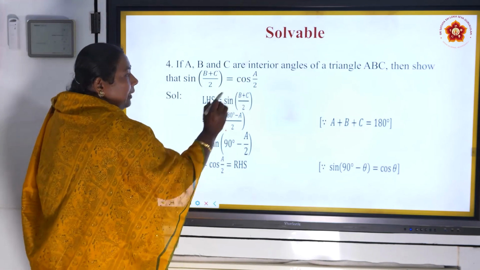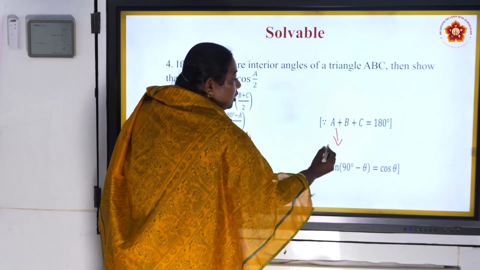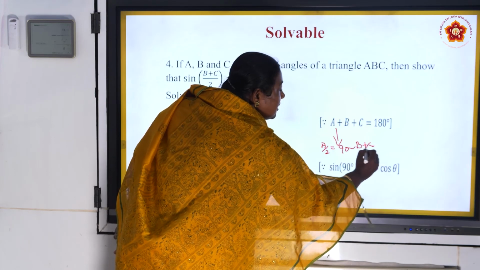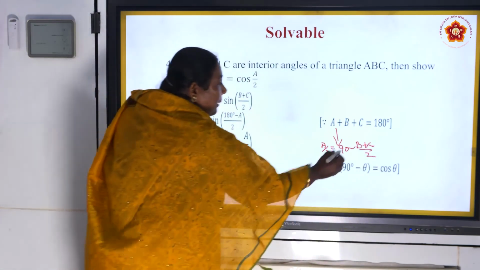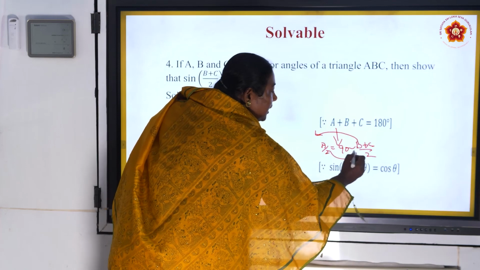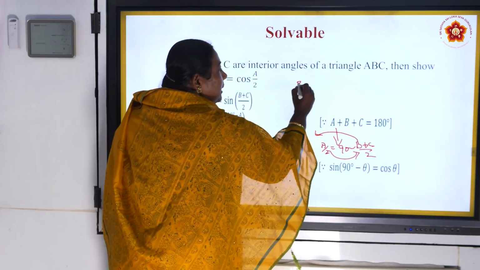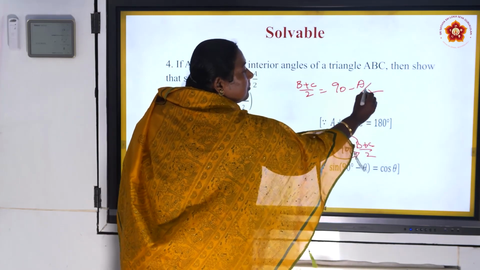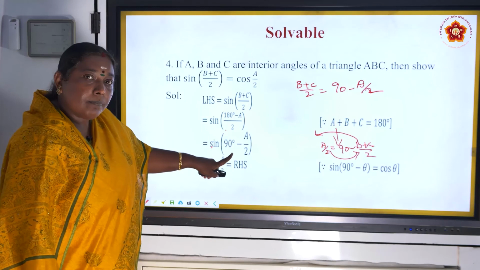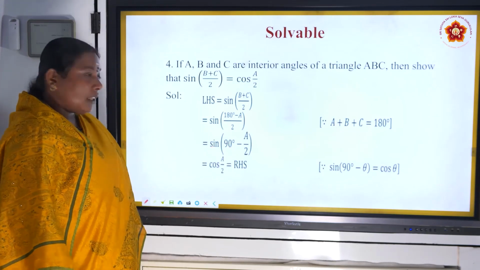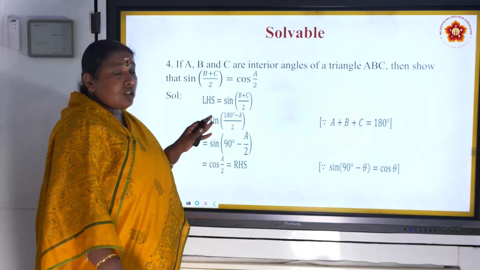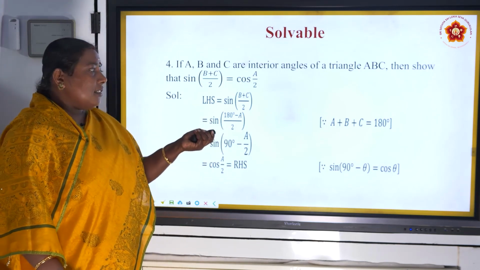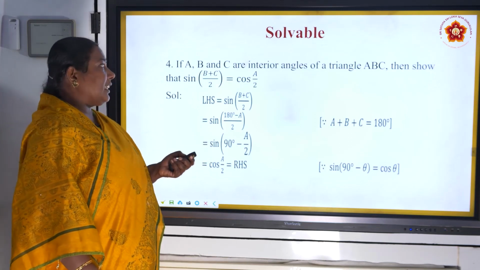Understood? I am taking A by 2 is equal to 90 minus (B plus C) by 2, and keeping the (B plus C) by 2 on this side. I am bringing it here. What do I get? (B plus C) by 2 is equal to 90 minus A by 2. That is what I have used here. That's all. I think you understood this. These types of questions are asked according to complementary angles. Revise it, and you will get the answer perfectly.